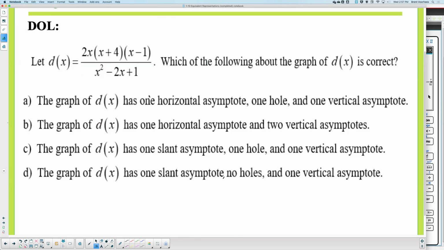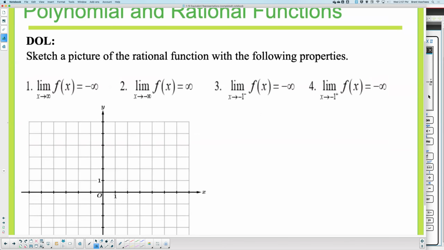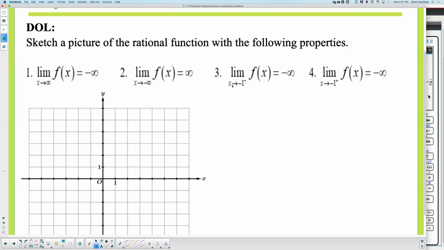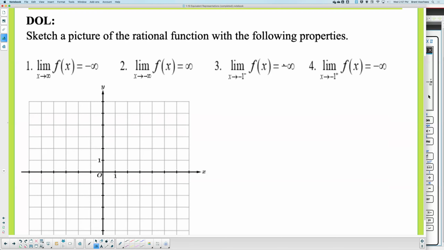And finally, after you do this DOL, for the second DOL, I want you to think about, remember, a limit doesn't tell you where the graph is, it tells you where you're going. So this tells us about our right end behavior. This tells us about our left end behavior. These with the minus and the plus, remember, that means it's coming to a break. There's going to be a break at -1.